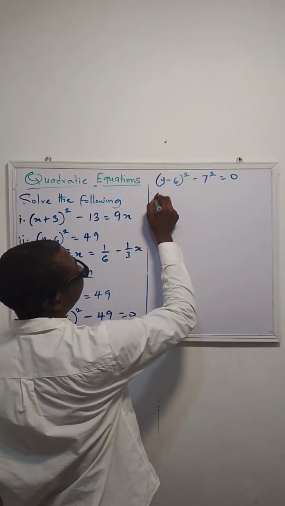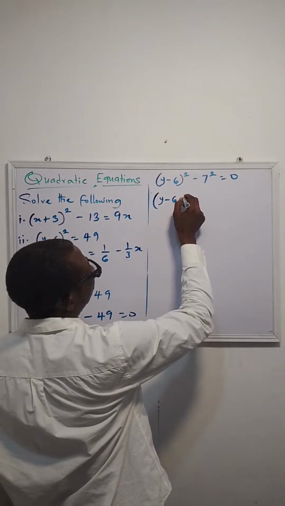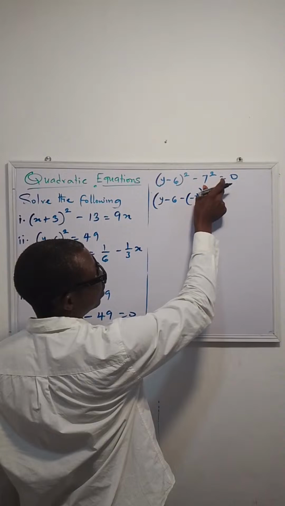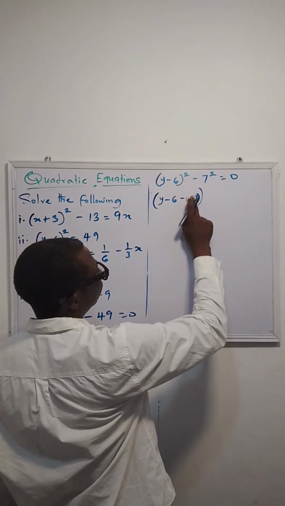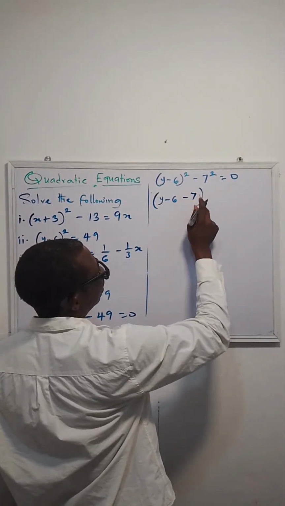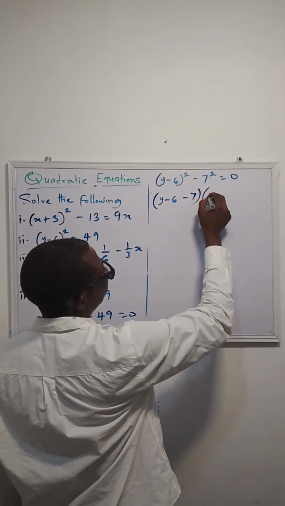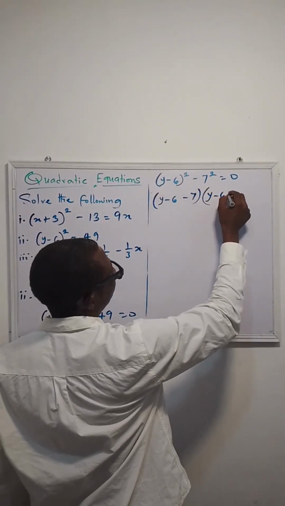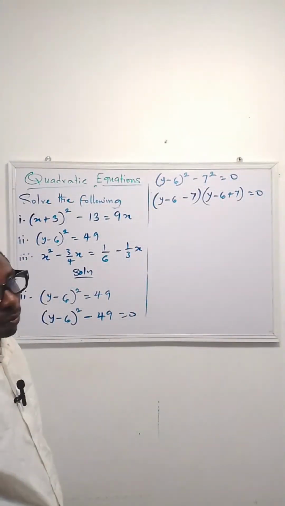So we have y minus 6 minus 7. Okay, we are subtracting the base. So this is supposed to be minus 7. And the next one is you add the base together. That's y minus 6 plus 7. That's 0. Okay, I hope you get that.